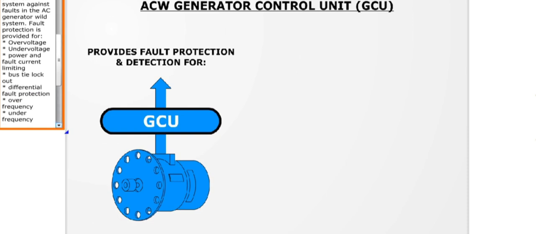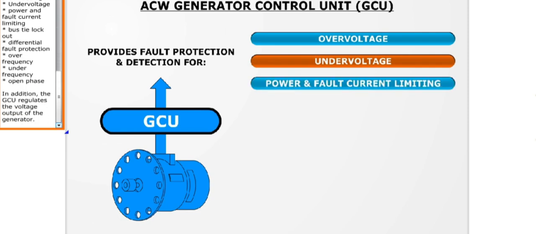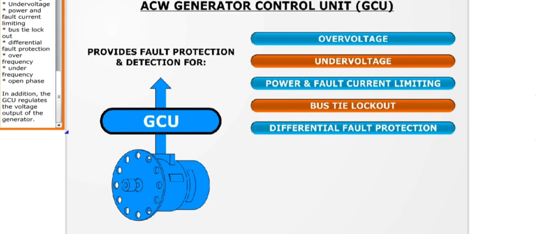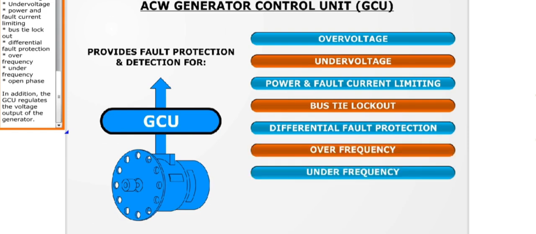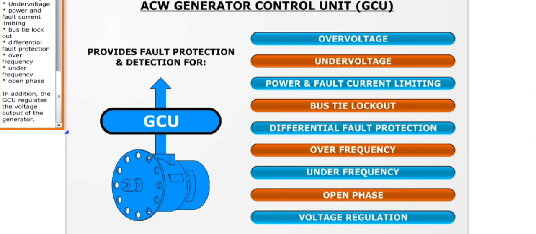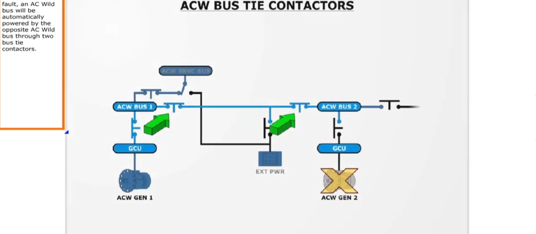Fault protection is provided for overvoltage, undervoltage, power and fault current limiting, bus tie lockout, differential fault protection, overfrequency, underfrequency, and open phase. In addition, the GCU regulates the voltage output of the generator. Each AC Wild generator powers an associated AC Wild bus through a generator contactor. The GCU will open the contactor in the event a fault has been detected.